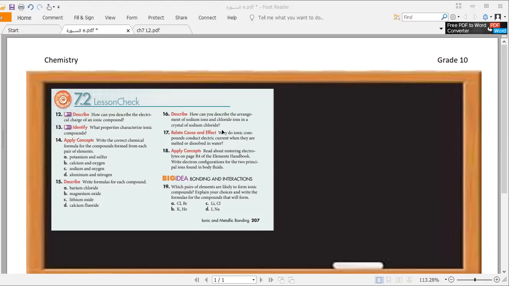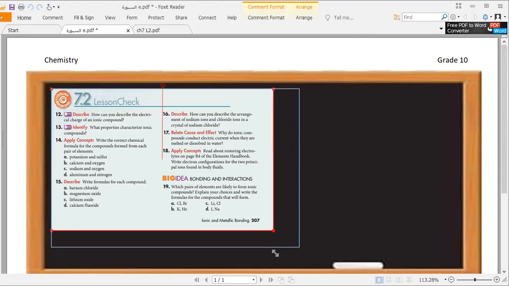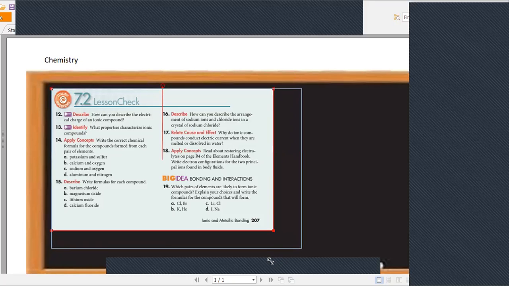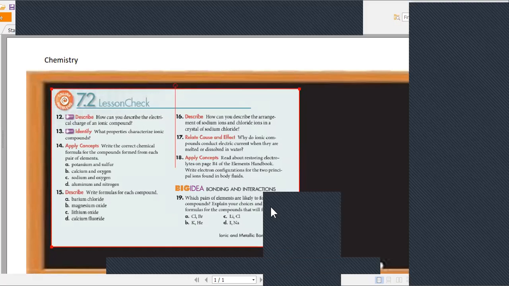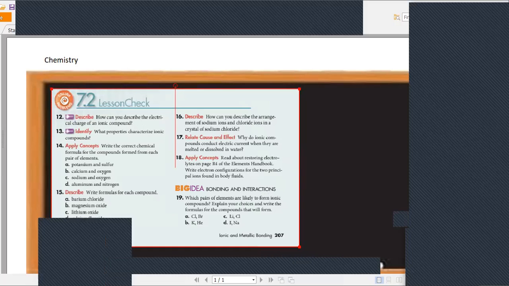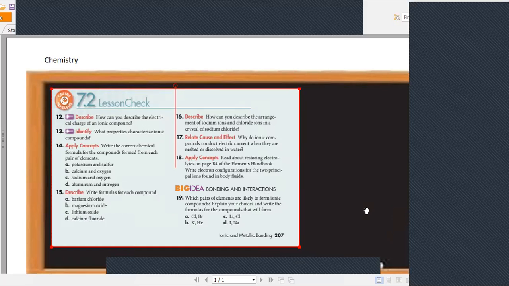Now we are going to try to answer question 14 and question 15. Okay? Now, for question 14, Abdurrahman Al-Jiban, read the question and section A. Question 14. Apply concepts. Write the correct chemical formula for the compounds formed from each pair of elements. Now, potassium and sulfur.